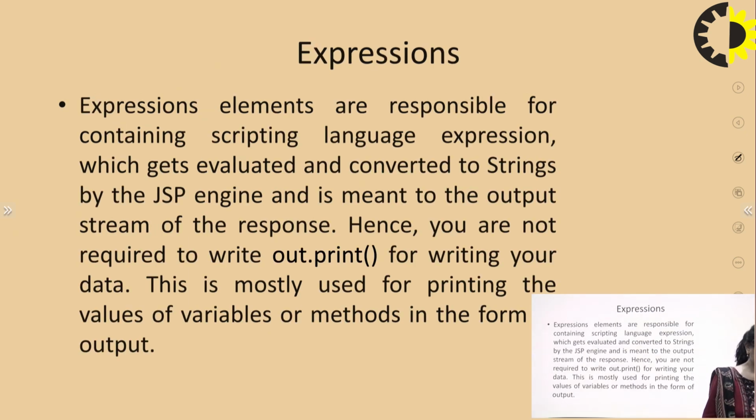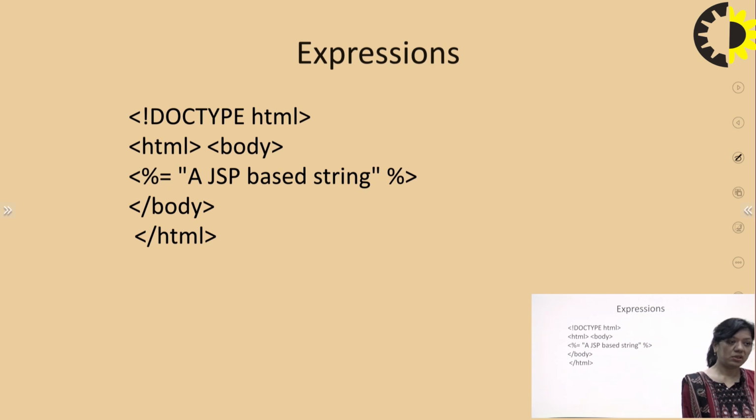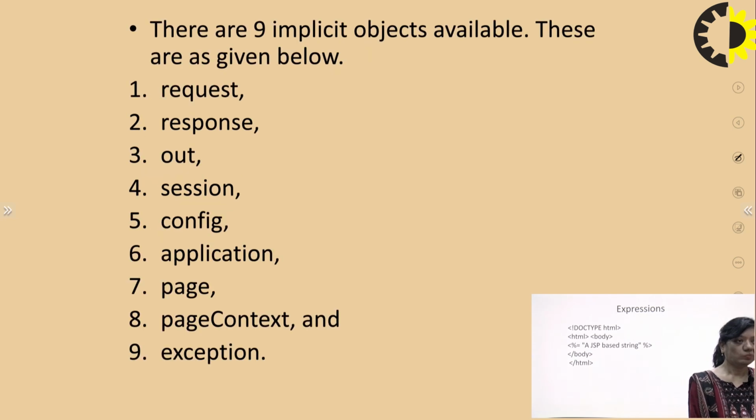Expression elements are basically responsible for containing scripting language expressions, which get evaluated and converted to a string by the JSP engine. At the end, it is sent to the output stream of the response. So you are not required to write out.print for writing your data. Basically, this is mostly used for printing the values of a variable or method in the form of output. So this is the syntax of the expression.